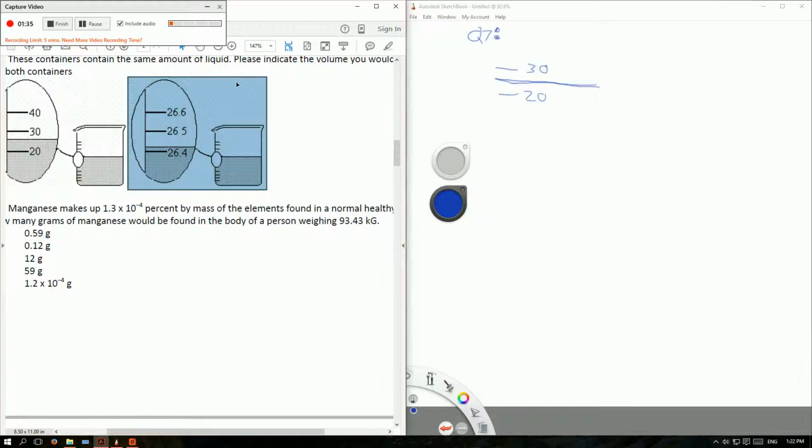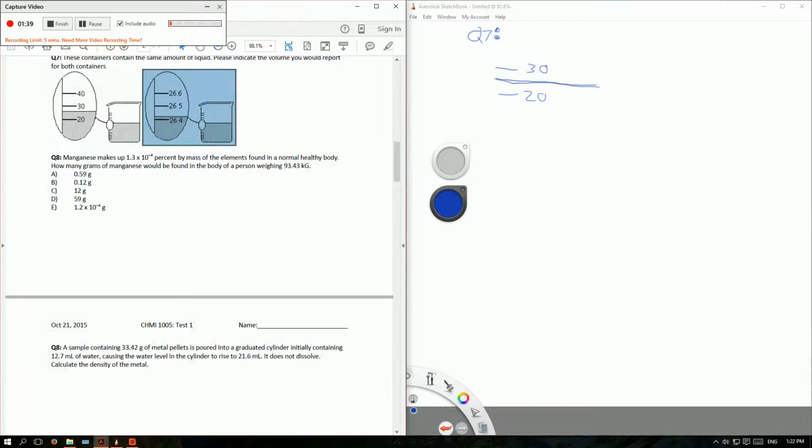Ooh, how did I do that? But, so here's your water level. So it's not quite at 30, but it's definitely past 20. So if you said 25 mils, I would say fine. If you said 26 mils, I would say that's fine. And then the next one is when you're using something a little more precise, right?